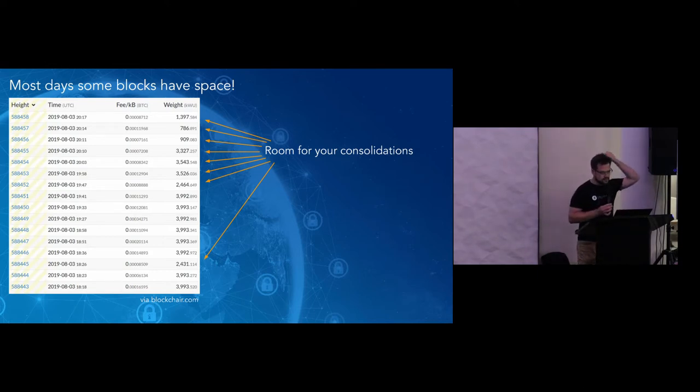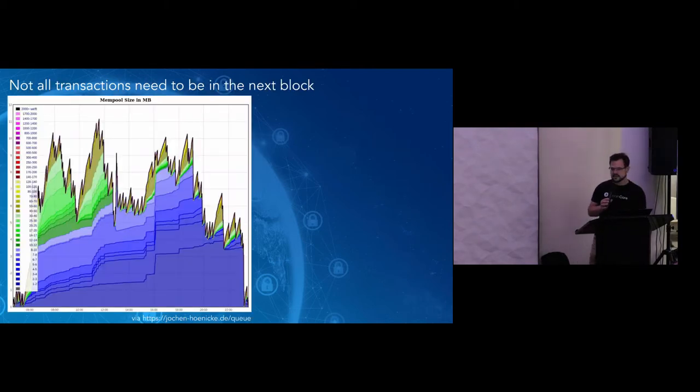So 4 million weight units would be a full block. You see that there's a bunch of 3,900 plus, but there's also about 8 blocks that would have had space for more transactions to be included. So what I'd like you to consider is not all transactions have to be in the next block, right?